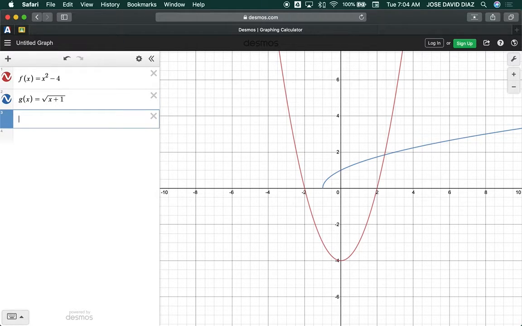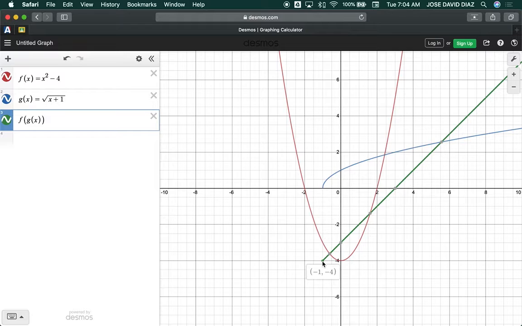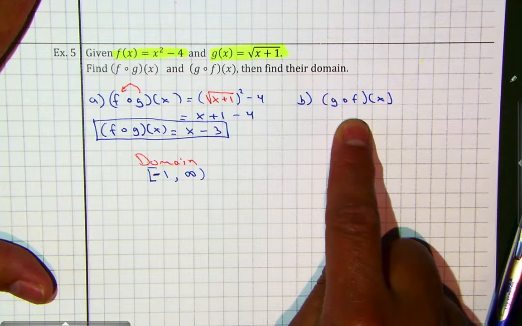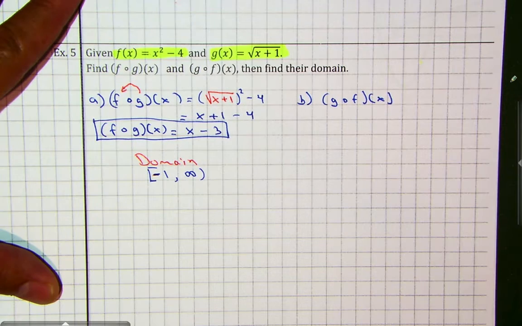Once we do the composition, in decimals you actually have to type it in as f of g of x. Notice that even though this was supposed to be in line, the composition will stop right here. So it'll be from negative 1 all the way to positive infinity for the domain. So just be careful. So try letter B, see what you get, and then we can compare our answers.